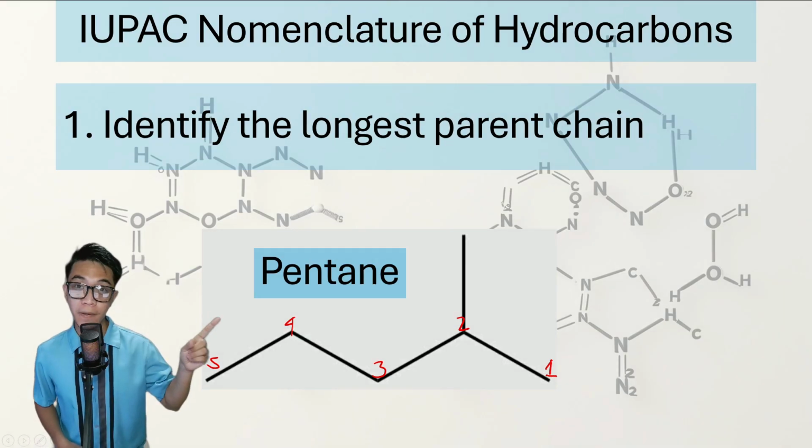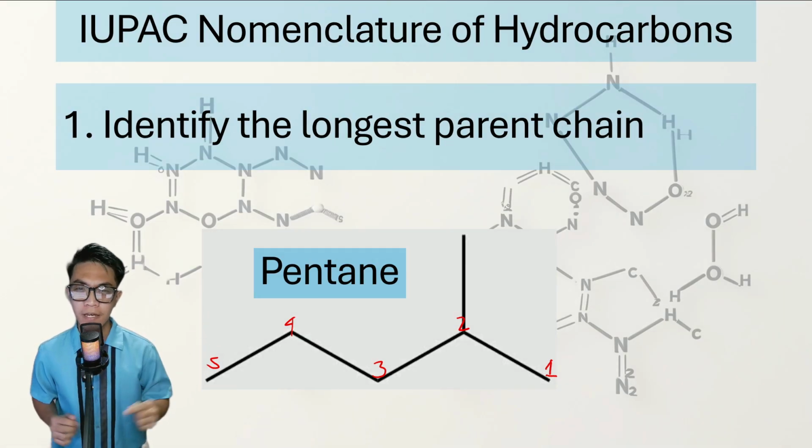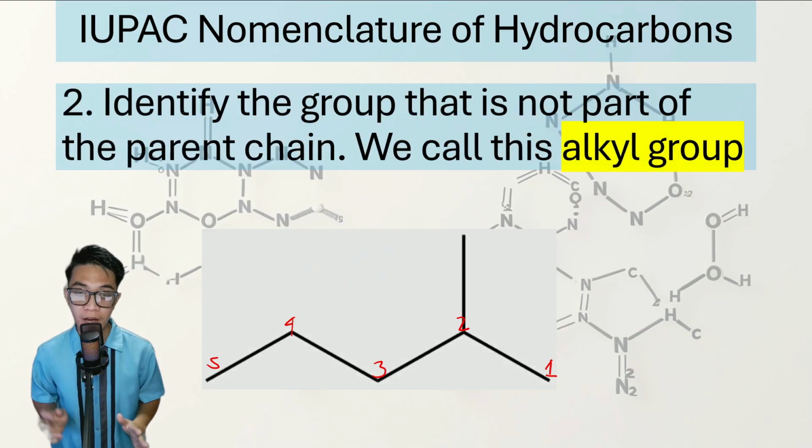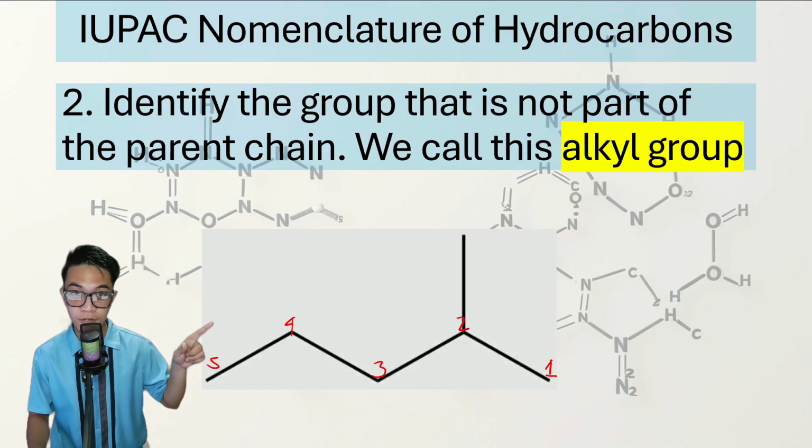Now that we have our parent chain, which is our pentane, it's now time for us to proceed to the second step, which is to identify what part of this hydrocarbon is not part of the parent chain, and that specific group is what we call the alkyl group. For this specific example, our alkyl group lies just around the second carbon, and there you go.